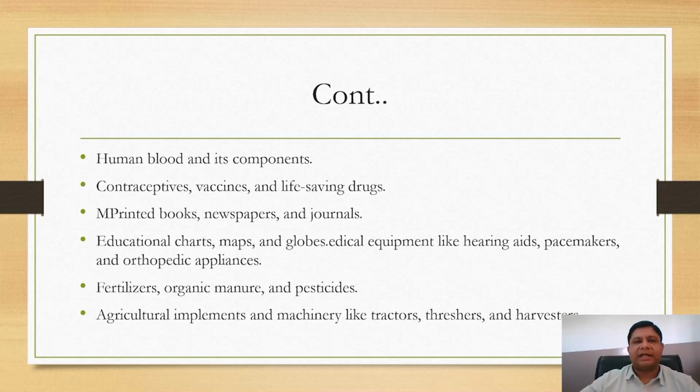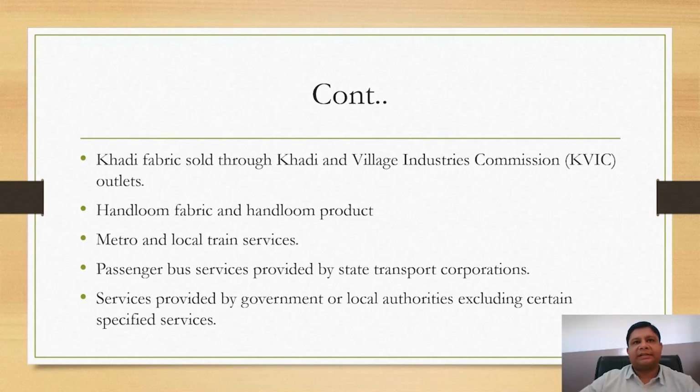Next category, if we talk textiles, certain textile goods are exempted to support the textile industry and make textile more affordable, like khadi fabric sold through Khadi and Village Industries Commission outlets, handloom fabric and handloom products. Now, next category is public transportation, like metro and local train services, passenger bus services provided by state transport corporations.